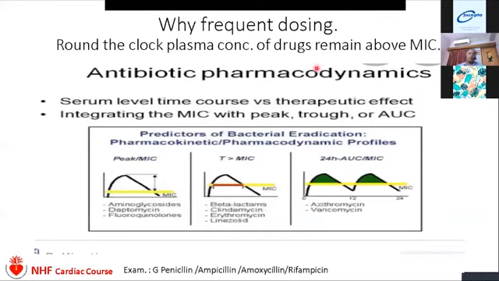Why is frequent dosing important? This curve is very important. This yellow curve is the minimum inhibitory concentration. For bactericidal effect and good effect of the antibiotic, we always try to keep the concentration of the antibiotic in the plasma at least above this level. If we use it frequently, 2 or 3 times a day, the curve looks like this. Most of the time, the concentration of the antibiotic is above the MIC level. But if we use one dose a day, in the last 6 or 8 hours the concentration may be below the MIC level. So that may be ineffective.